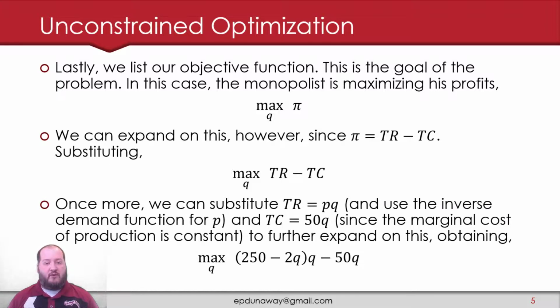So I know that my total revenue is my price times my quantity, and I can substitute in the inverse demand function for P, and I know that my total cost is 50 times Q, and that's just because I have a constant marginal cost. So I can substitute in for total revenue and total cost and get a function that is just a function of Q, which is exactly what I'm looking for right here: 250 minus 2Q, all that times Q, minus 50Q. And we are going to maximize that for Q. Well, there we go. That's a problem we can work with, and that's something we can figure out.